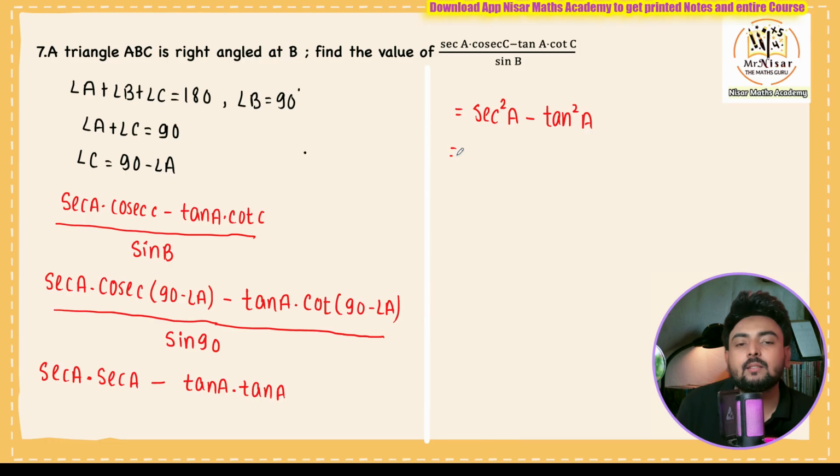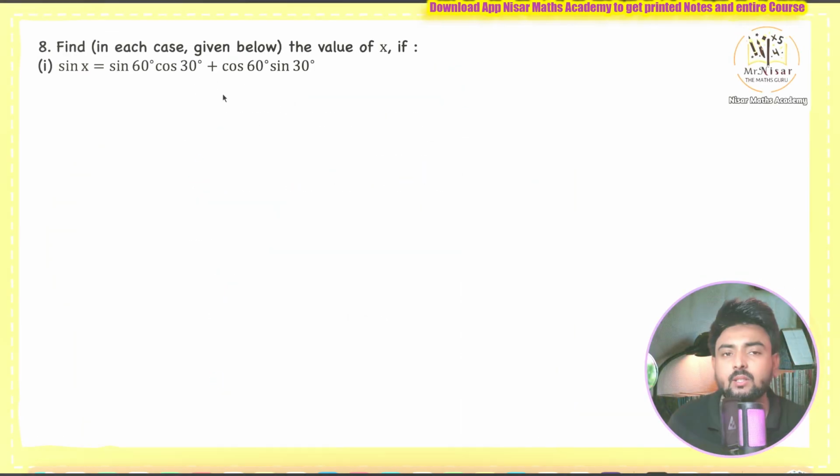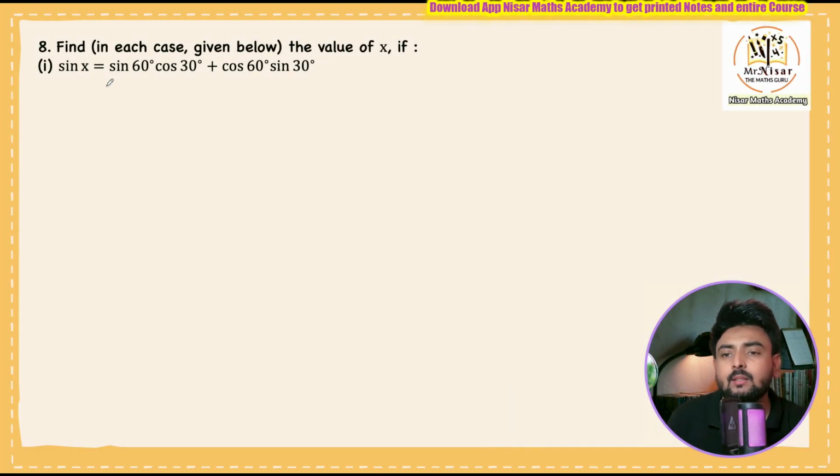What is the final answer? See, here is the trigonometric identity number 2. 1 plus tan square theta becomes what? Sec square theta. So plus tan will go to this side, it becomes minus. So sec square theta minus tan square theta, answer is 1. So here the answer to this question is 1. I hope it is quite clear and a very simple question it is. The next question we have on the screen, that is sin x is equal to sin 60 into cos 30 plus cos 60 into sin 30. We need to find the value of x.